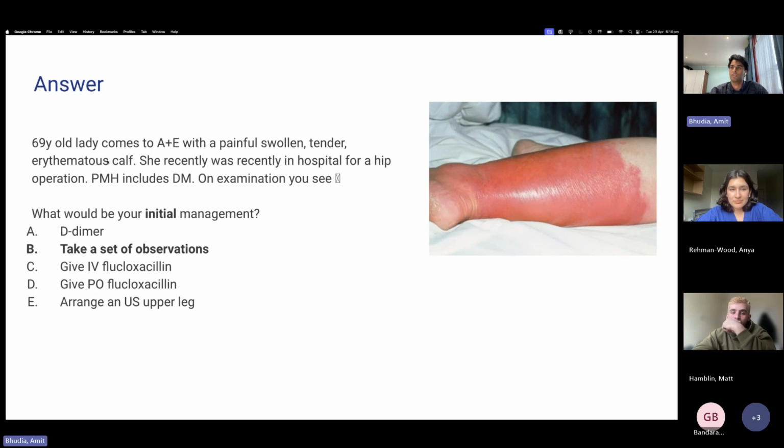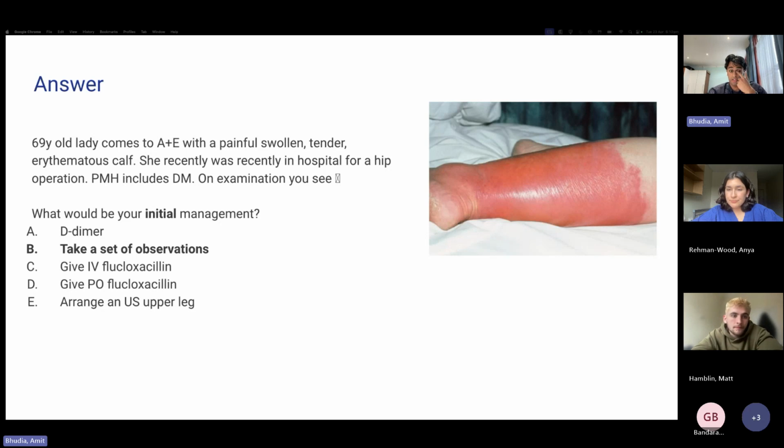So this is a 69-year-old lady, came to A&E with a painful, swollen, tender erythematous calf. Recently to hospital for hip operation. Past medical history includes diabetes. So remember, the first thing is it's asking for initial management. So what would you do? You'd take a set of observations.